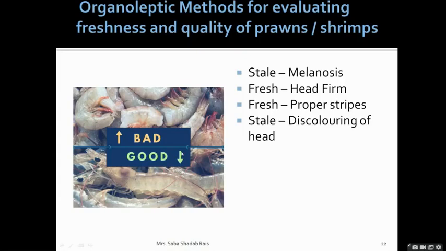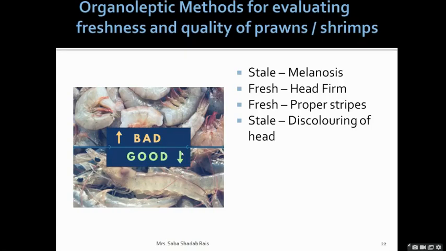Then texture is a very good indicator of freshness. You will find that a gradual breakdown of the structure occurs. The peel will become loose, and the pH will also change. Now pH cannot be checked by the organoleptic test. Simply you have to check the microbial changes. But in the case of chemical testing, the pH is checked in the prawns. So this is all about the organoleptic test.